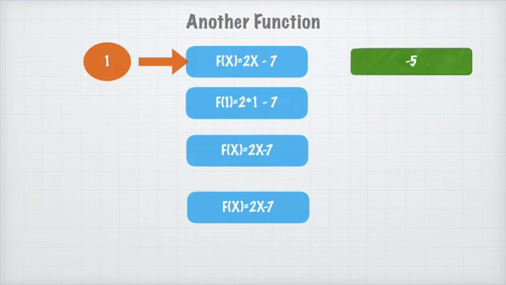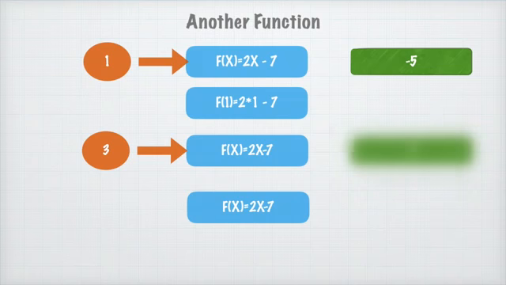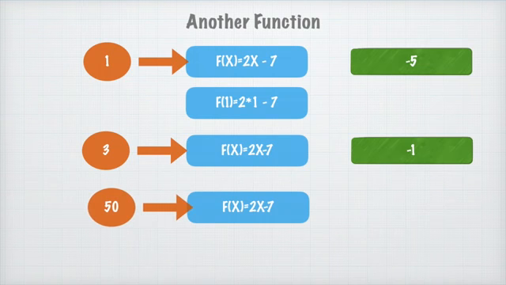2 minus 7 is minus 5. If I ask you to find f of 3, wherever there is x, you will put 3 and you will be able to solve the function. So f of 3 is equal to 2 into 3 minus 7. 2 into 3 is 6. 6 minus 7 would be minus 1. If I ask you to find f of 50, right? So wherever there is x, put in 50, solve the equation, and you will have your answer.